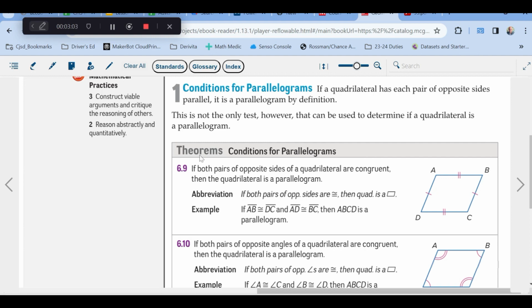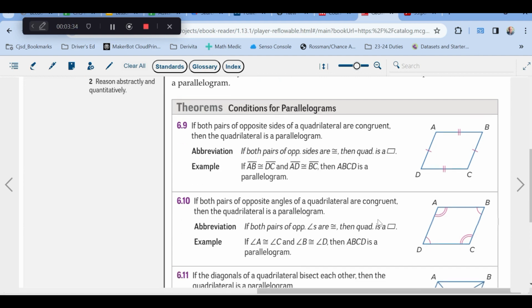So there it is. They're calling it theorem 6.9. That 6.9 is just from this publisher only, because this is their chapter 6. But that's not a universal number or code for all theorems for mathematicians, okay? Just these guys. But basically what it's saying is that if both pairs of opposite sides are congruent, then it is a parallelogram, okay?